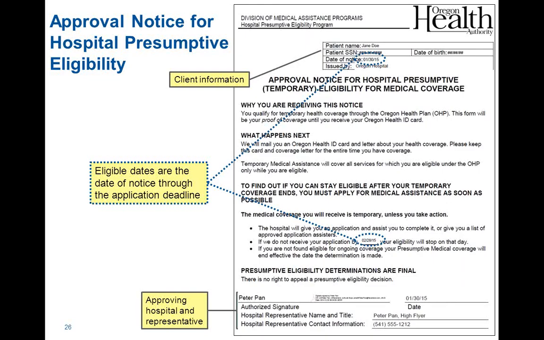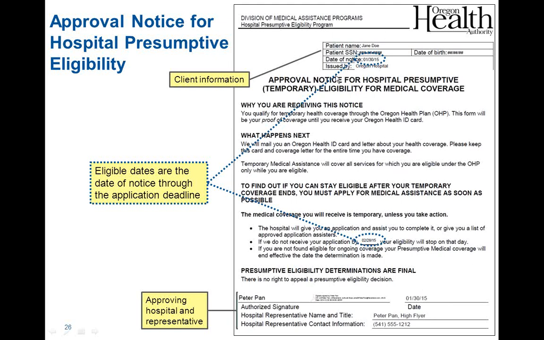So let me show you that letter or notice. You'll see right there in the title, approval notice for hospital presumptive temporary eligibility for medical coverage. There's a little bit more information about OHP and the health ID, why this letter is here, and it actually tells this person that they need to apply for coverage if they want to go beyond this date.